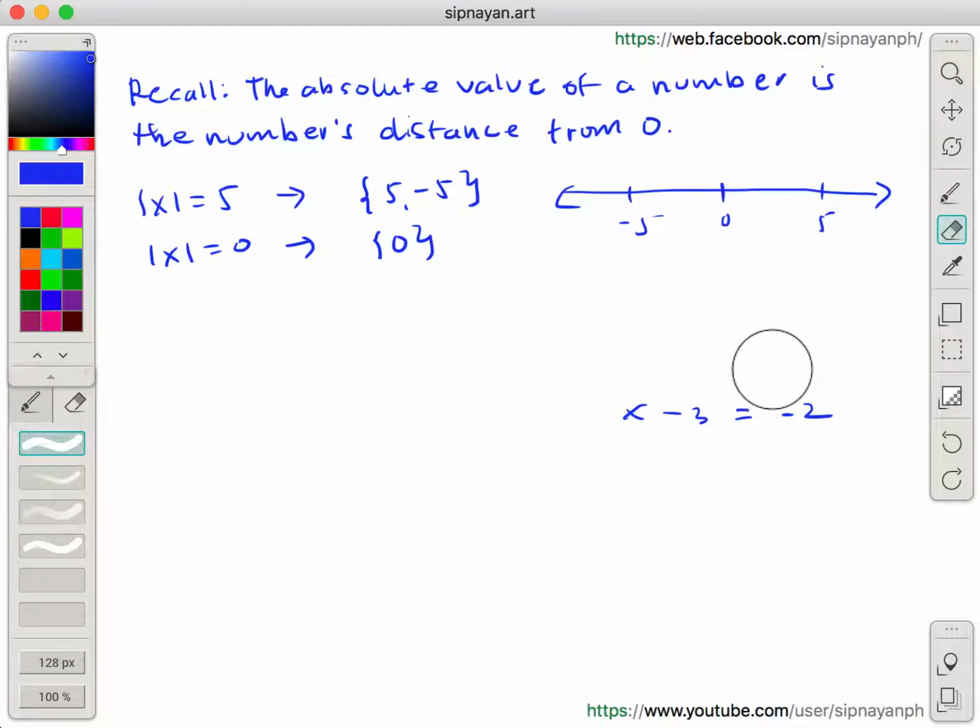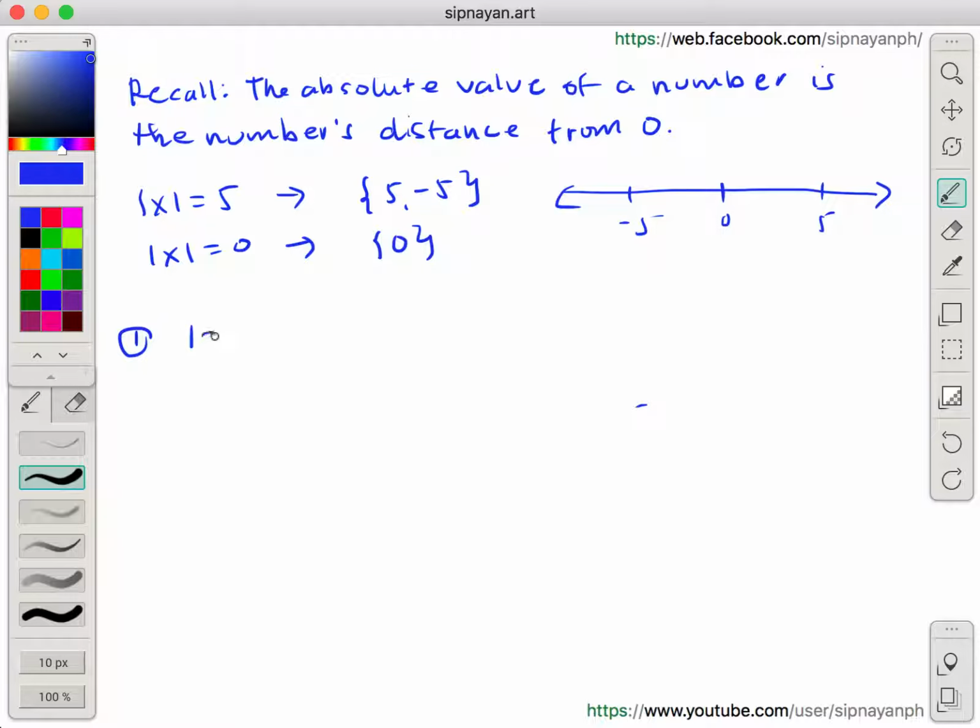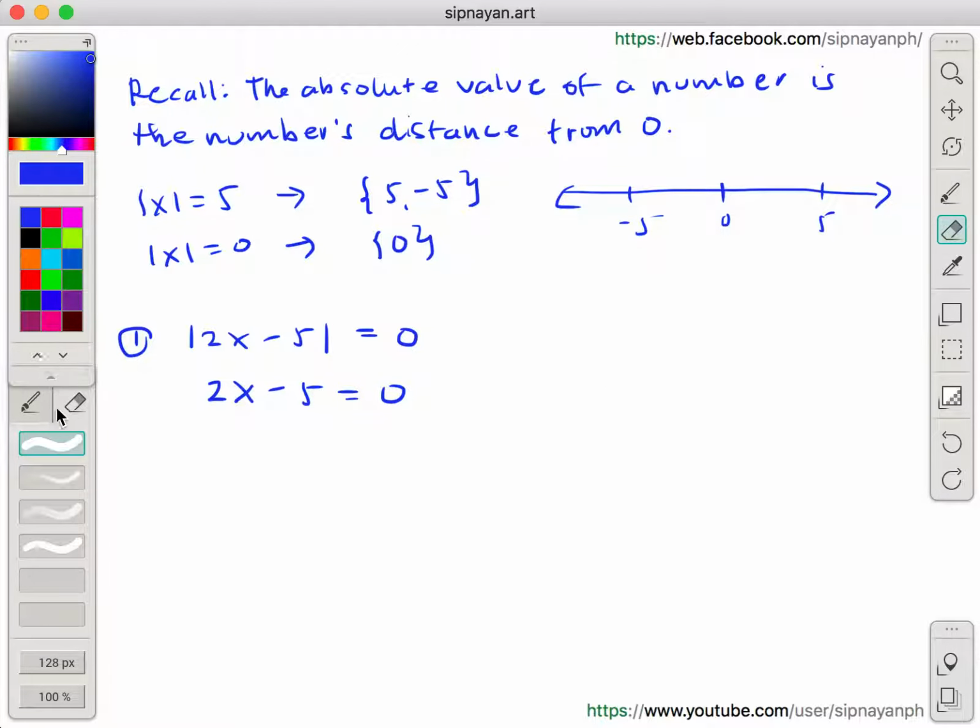Now, when it's 0, of course we no longer equate two cases, because there is no negative 0 and positive 0. So we just go straight. For example, we have the absolute value of 2x minus 5 is equal to 0. What we do is we just remove the absolute value signs. So it becomes 2x minus 5 is equal to 0, and then we solve for x.